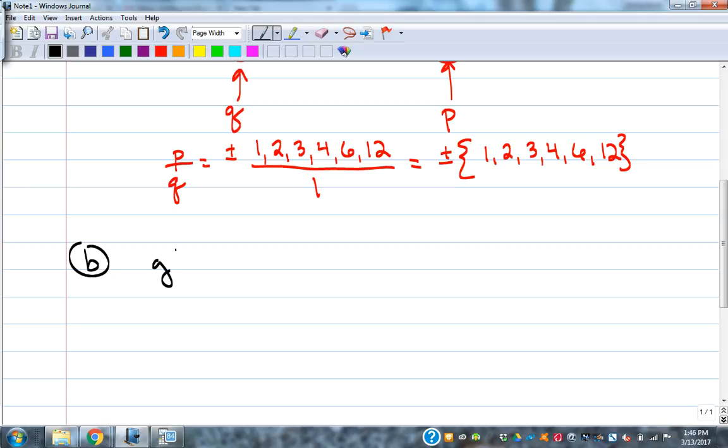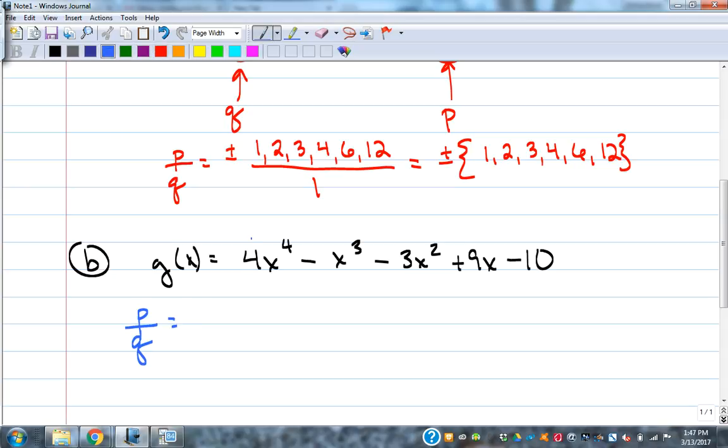So let's look at this one. This g of x. We're again just listing the rational zeros, possible rational zeros. 4x to the fourth minus x cubed minus 3x squared plus 9x minus 10. Okay. P over q. What are the factors that go on top?